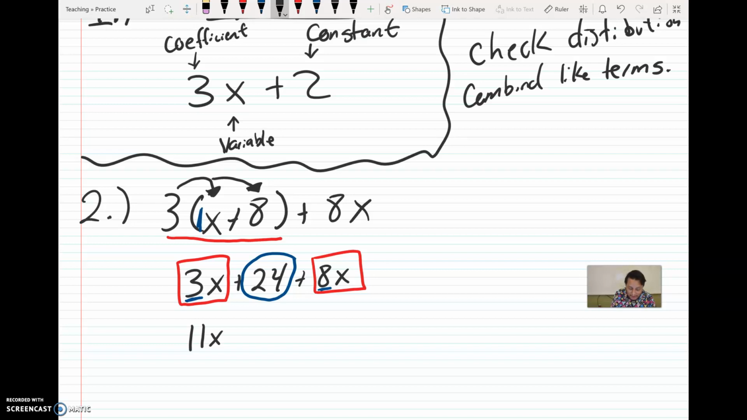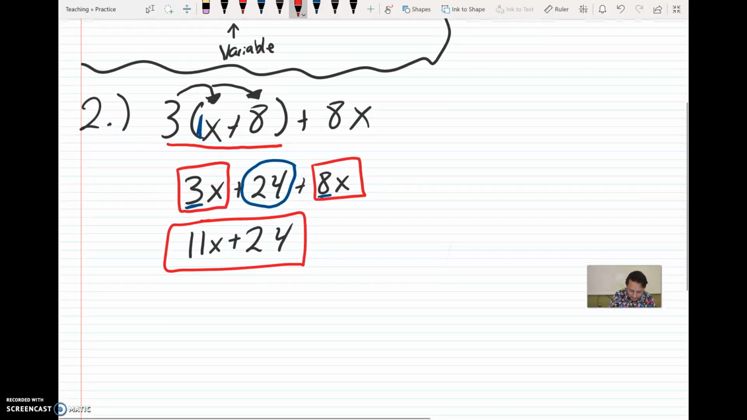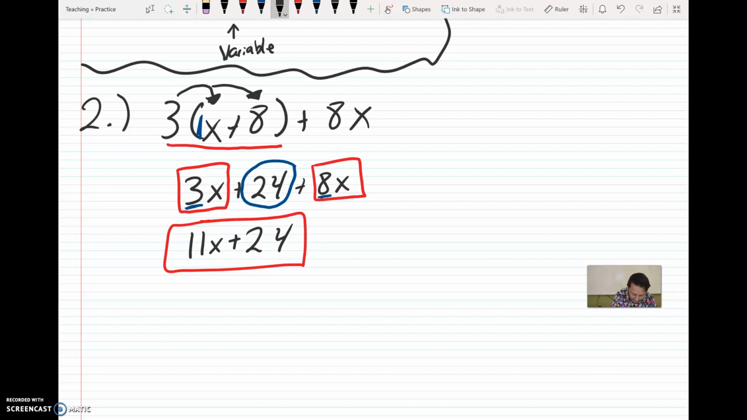Then, since I have nothing to combine with 24, we just bring that one down. And we're left with our answer here. And that gives us our answer to question number 2. So let's go ahead and look at question number 3.